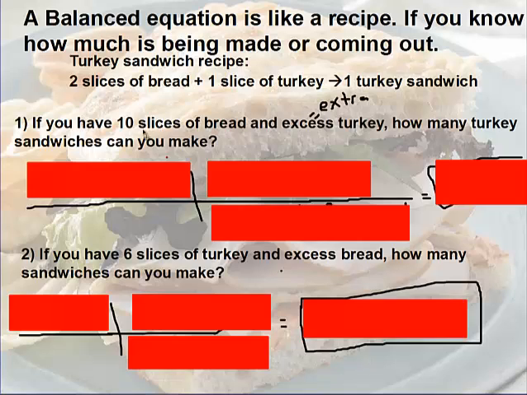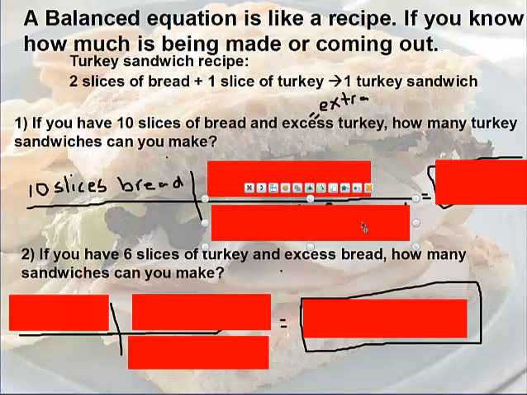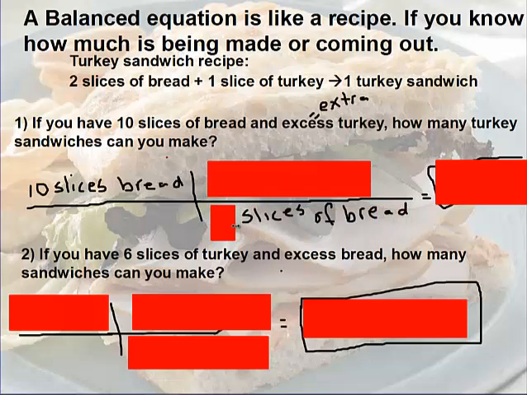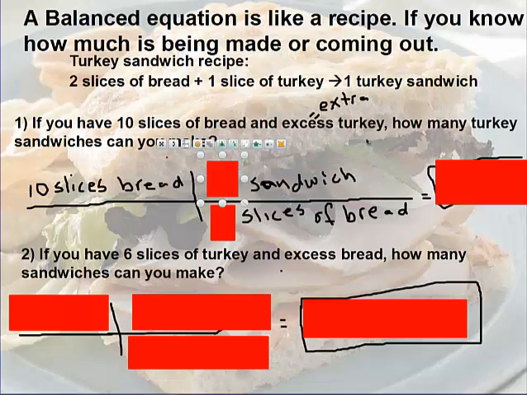So the first thing we're going to do, just like we've done before, is if it says 10 slices of bread, that's what we're going to start with. Whatever unit we're starting with has to go on the bottom. And what we're converting to is going to go on top. So slices of bread on bottom and sandwiches on top. Now we need to find our ratio. From our equation up here, it says that we need 2 slices of bread for every 1 sandwich.